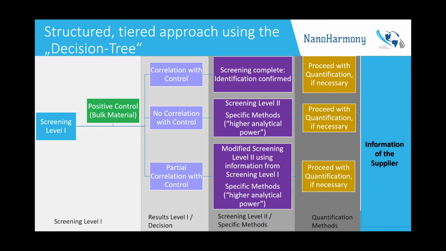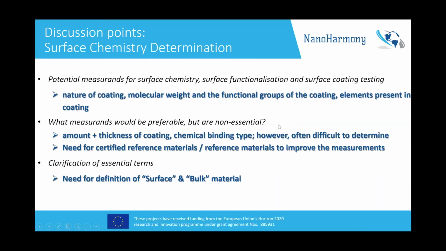So next slide, please. In our discussion, we asked 3 different questions. What might be the appropriate measurements when you determine surface chemistry, surface functionalization, and surface coating? So the experts came up with the nature of the coating should be described, the molecular weight, and the functional groups of the coating, as well as the elements present in the coating. That should be really essential.